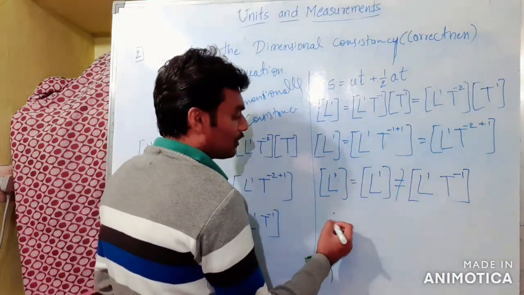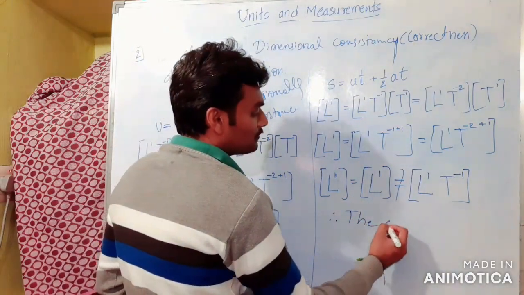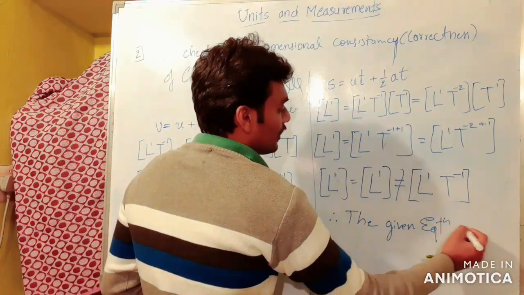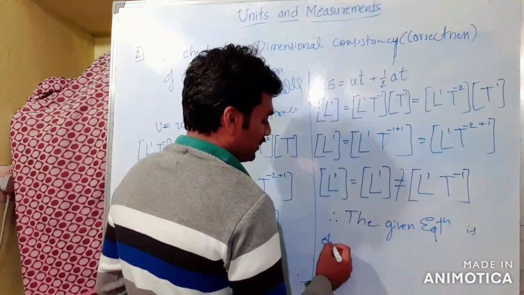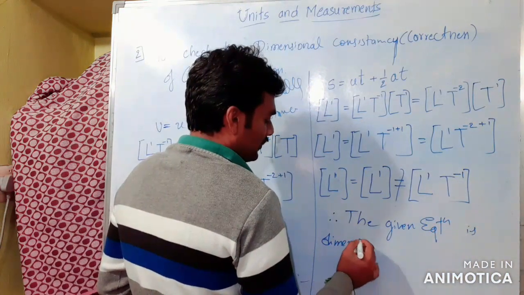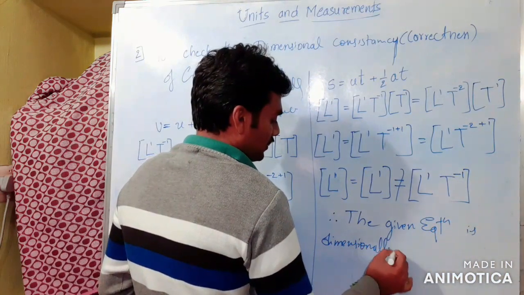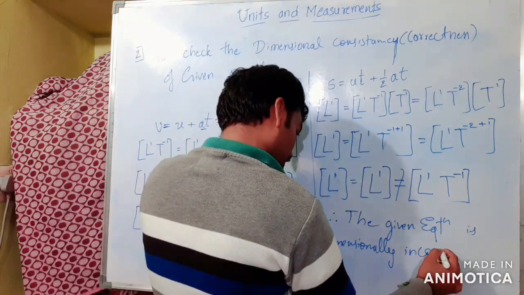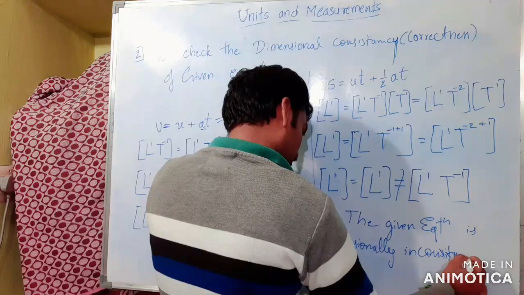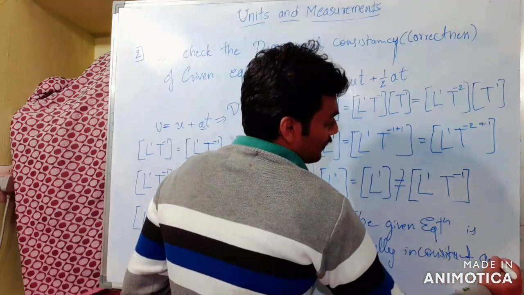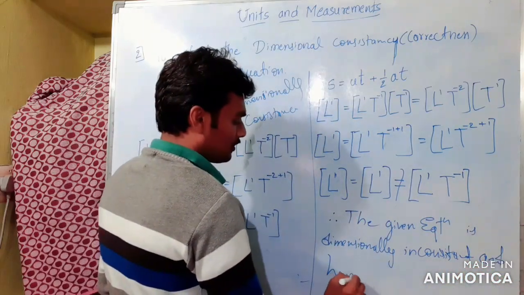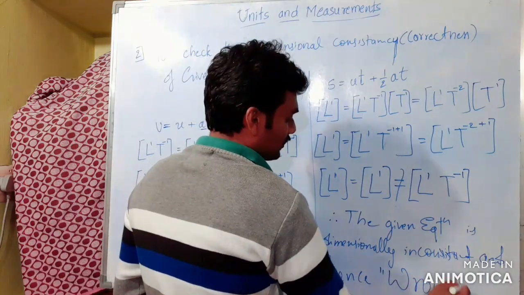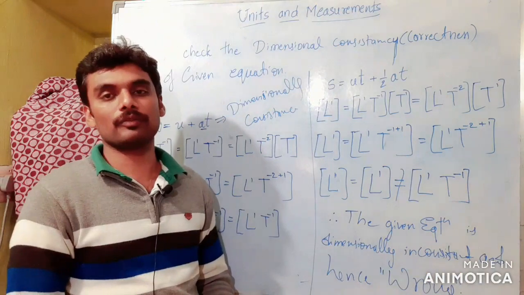Okay, therefore the given equation is dimensionally inconsistent, and hence wrong. That's it. Okay, this is how you should conclude.